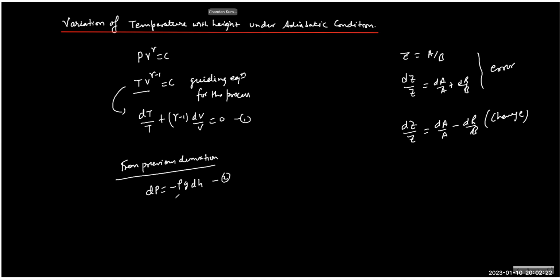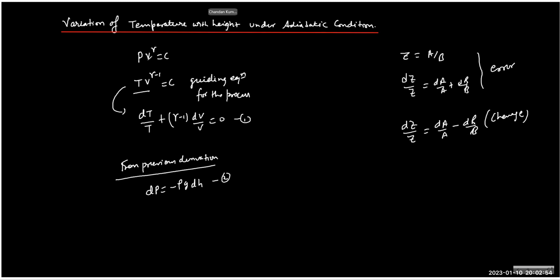And now this gives me one more idea. Because here I am getting dP, and I need the temperature and height relation, so I have to also replace dP. The question is how we are going to replace dP. Any idea? You can always use the relationship between the temperature and pressure directly. I hope you remember this.